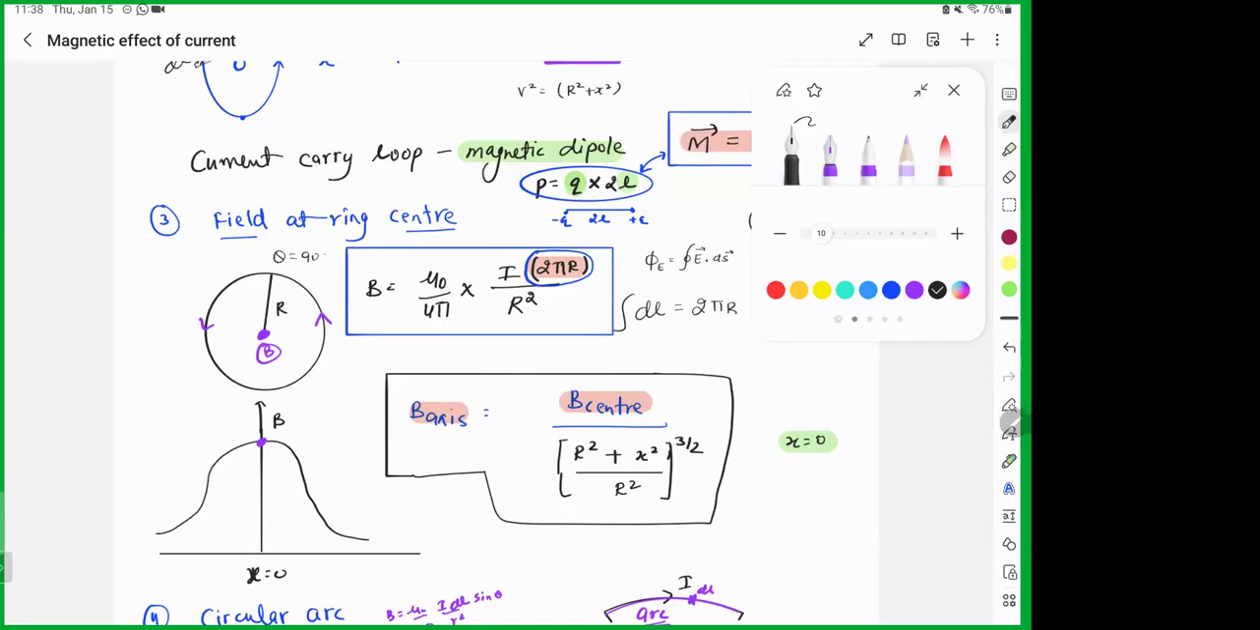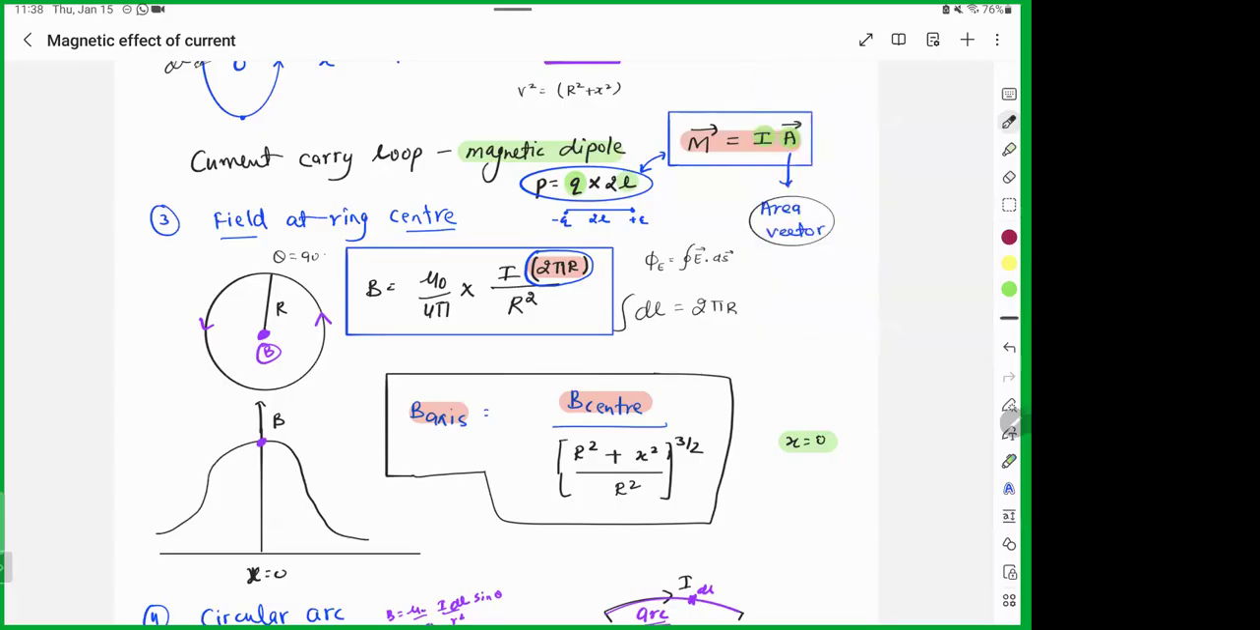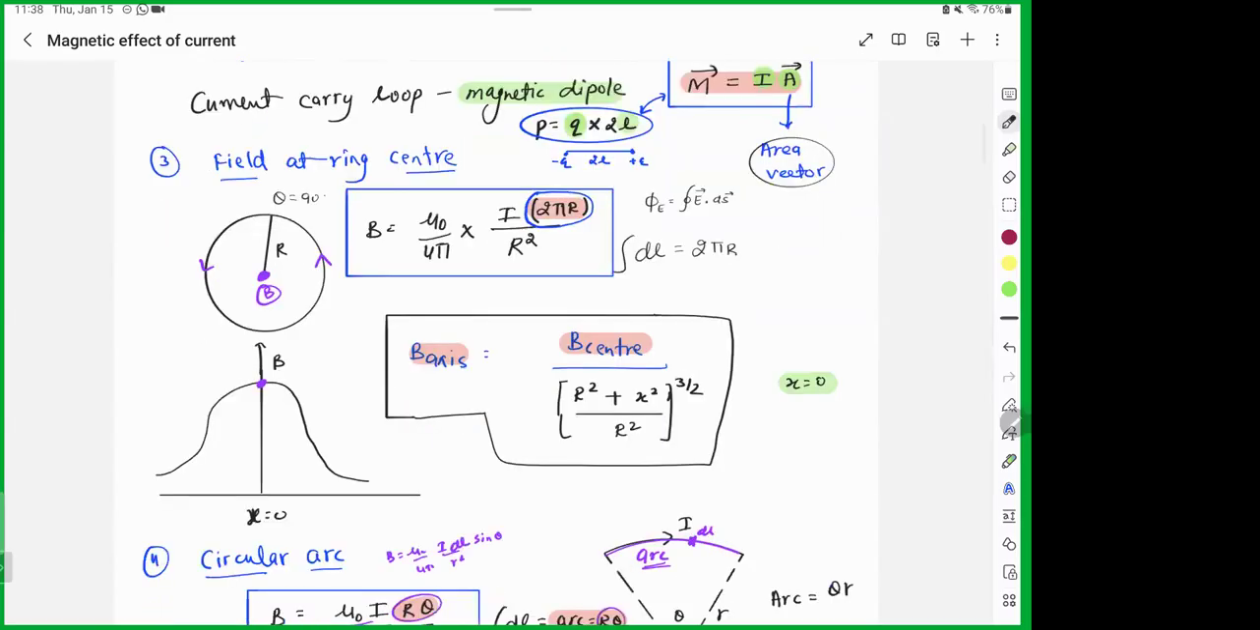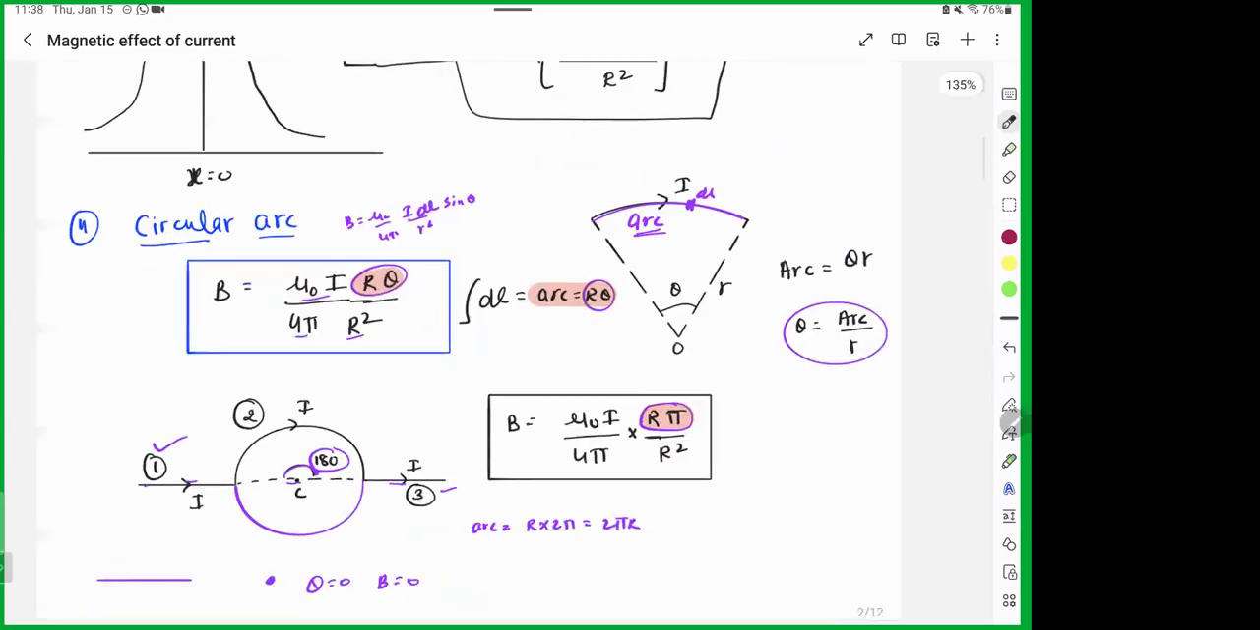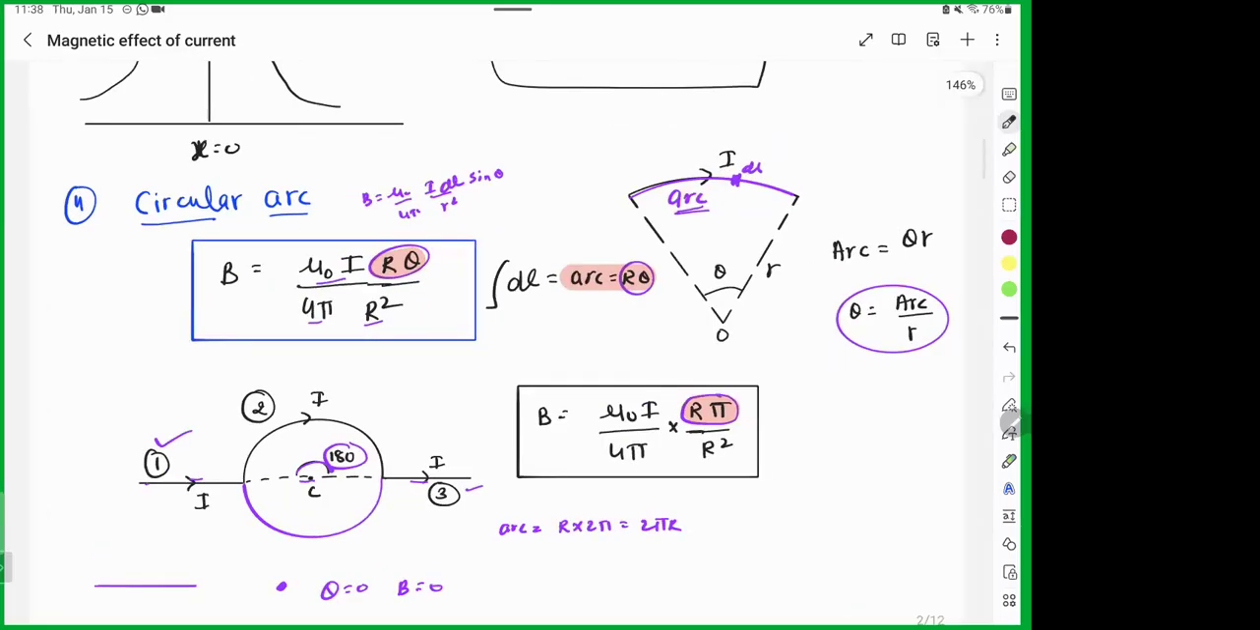And if you don't understand, completely ignore it, because I have never seen this question. It was just a correlation between the axis and center. If you can't correlate, just leave it without understanding anything. This circular arc is extremely important because here one thing is purely math.